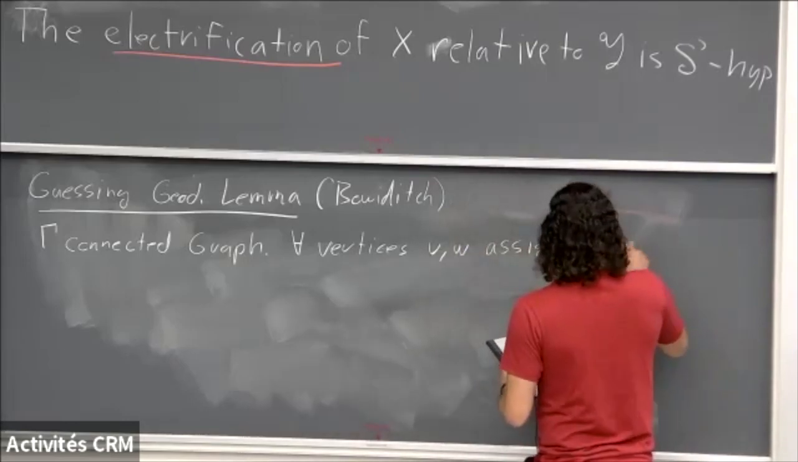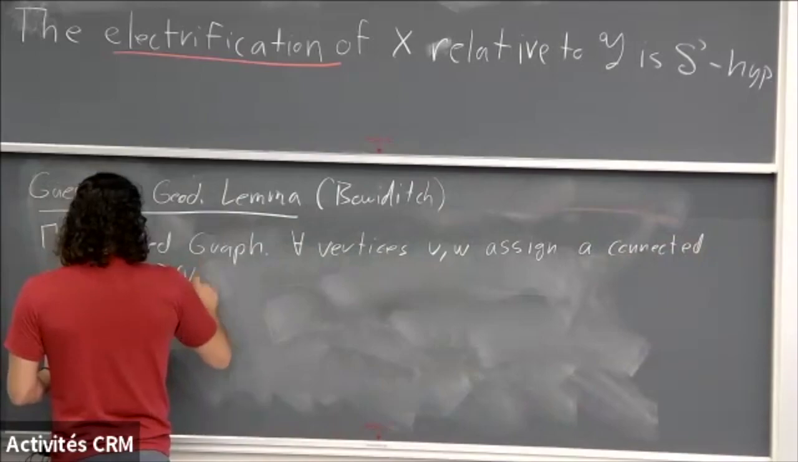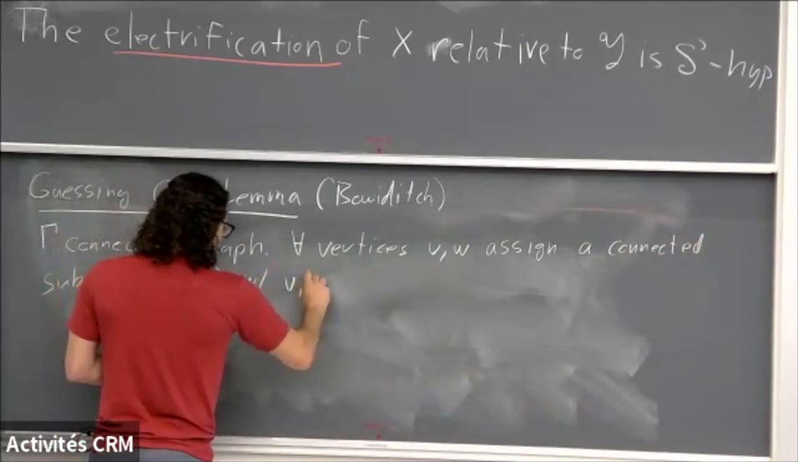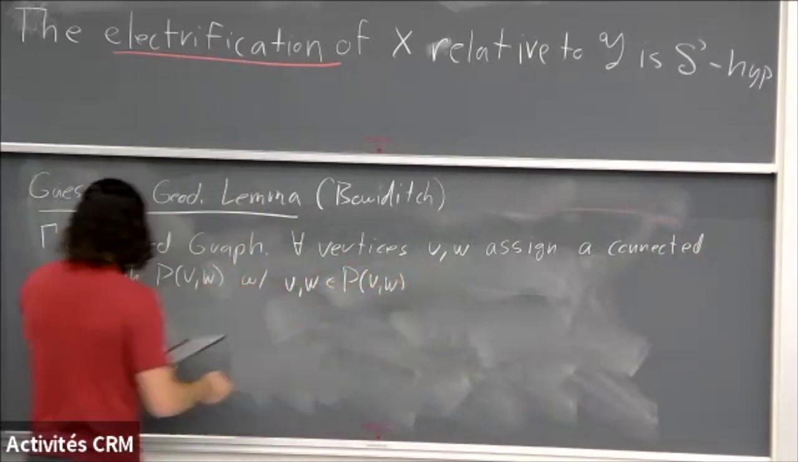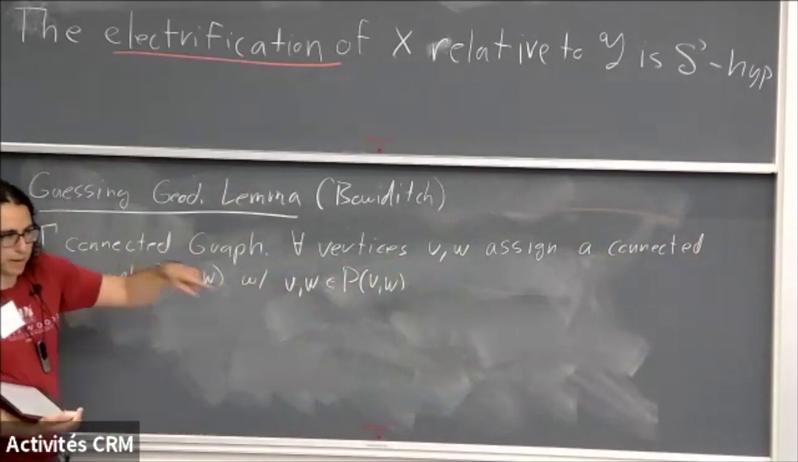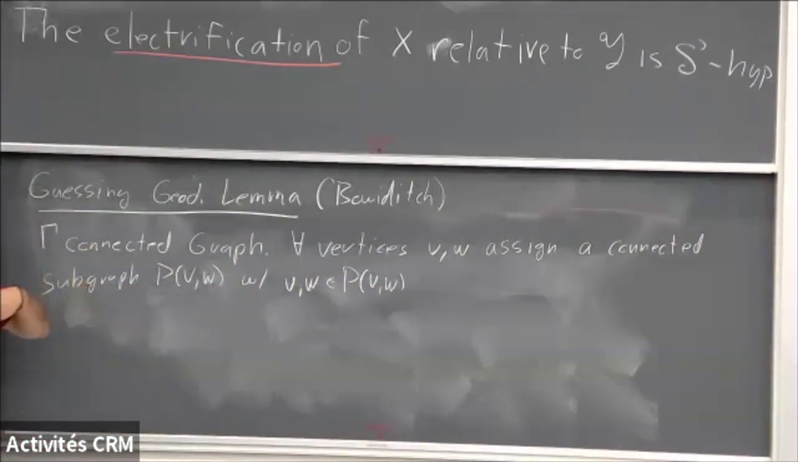Assign a connected subgraph P of VW, which contains these two vertices. So P, you should think of this as our preferred path from V to W. It doesn't have to actually be a path, it could be some bigger connected subset, but I'm guessing this should be the geodesic between these two points, or I'd like this to be the geodesic between these two points.